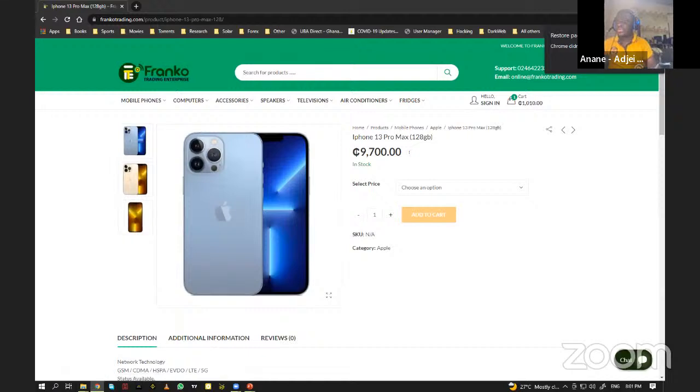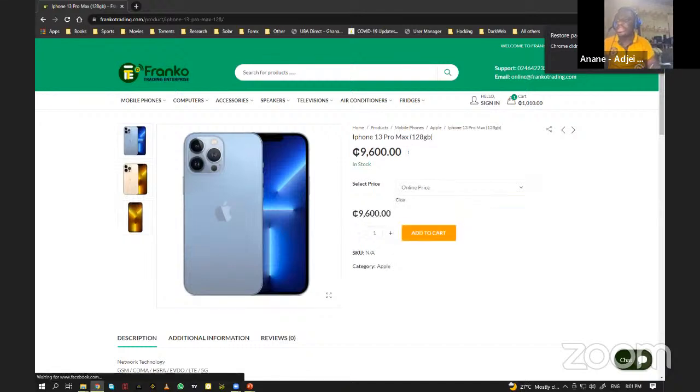I just have to choose whether I'm buying it online or from the shop. Assuming I'm buying it online, the price is 9,600. If I have the money to buy, I just click on add to cart, and then I go to my cart.